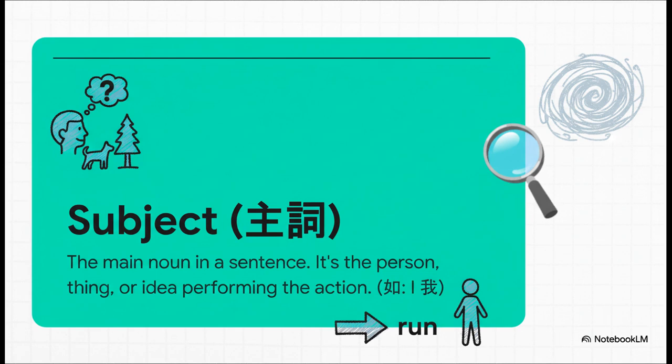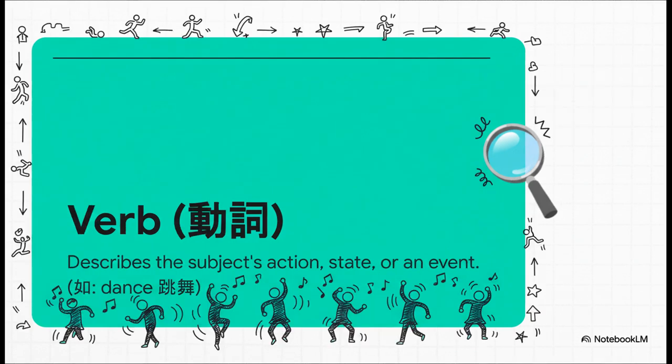First, every sentence needs a subject. This is your main character, right? It's the who or the what that the sentence is all about. It's the star of the show. And for our example, let's keep it super simple. I. And every star needs to do something.